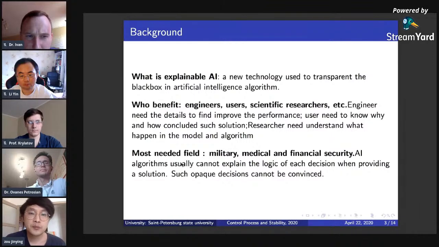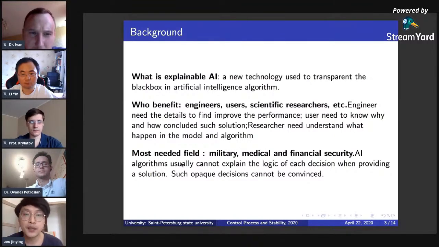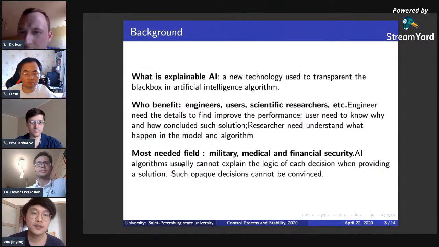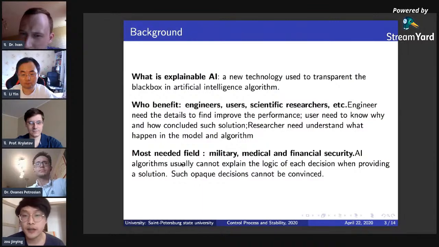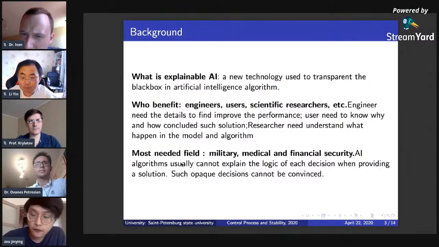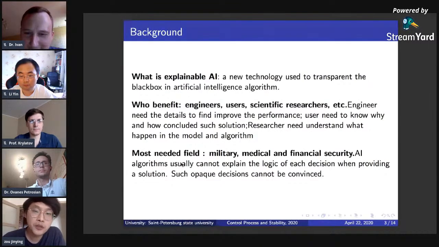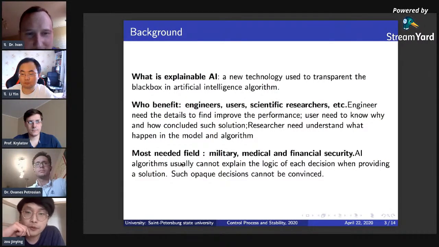Okay, so what is explainable AI? Actually, this is a new hot topic of the AI field. As we know, an AI algorithm only supports a solution, but does not explain why and how the system made such a decision. So in some fields, for example military, medical, and financial security, it's very hard to apply such applications without some confidential measurement or report about how and why the system made such a decision.